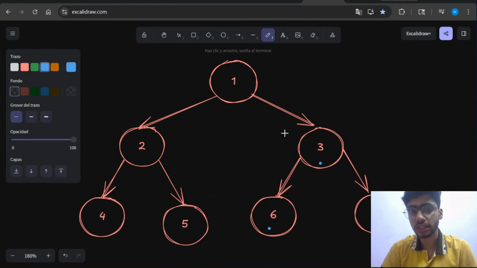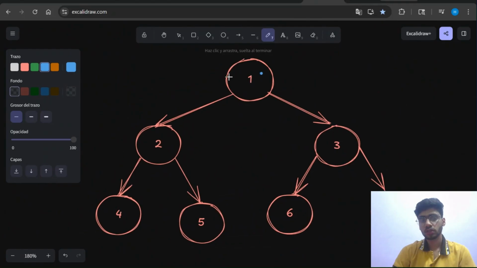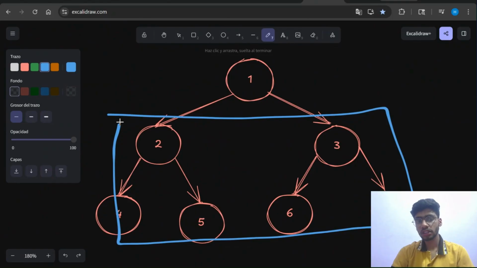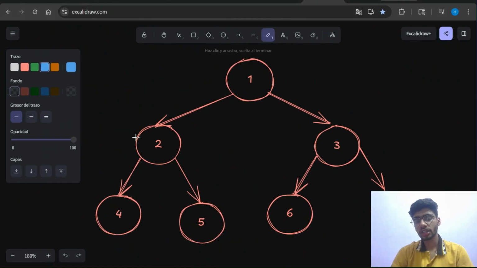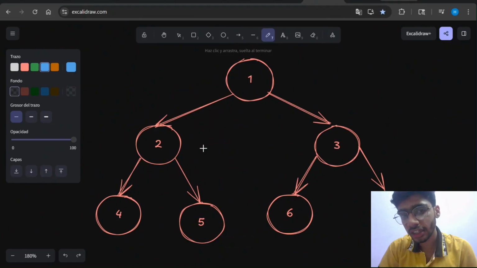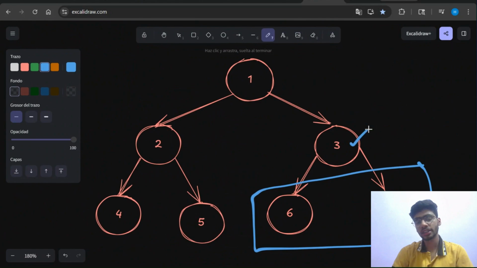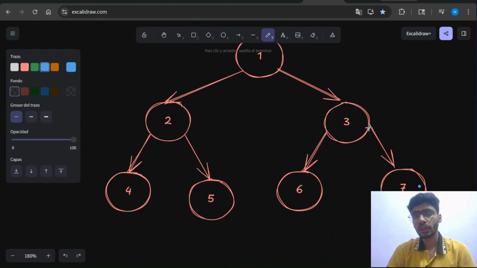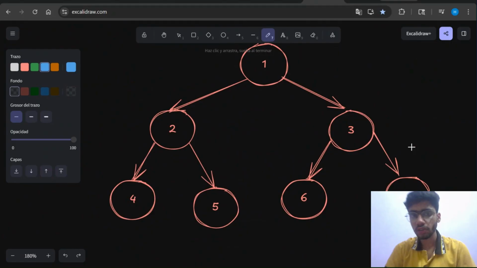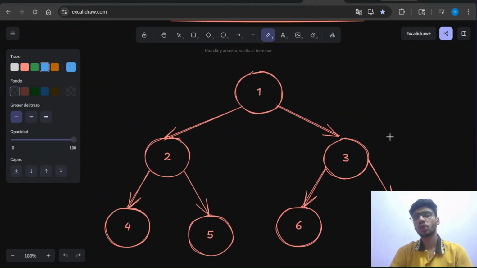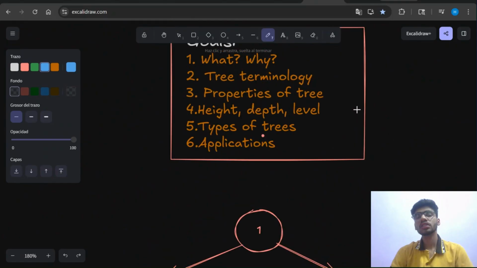So these are ancestors. Now descendants. The nodes below a node are called descendants of that node. So these are all descendants of 1, these two are descendants of 2, and 6 and 7 are descendants of 3. The nodes below are descendants, and the nodes above are ancestors. So the third goal is properties of a tree.